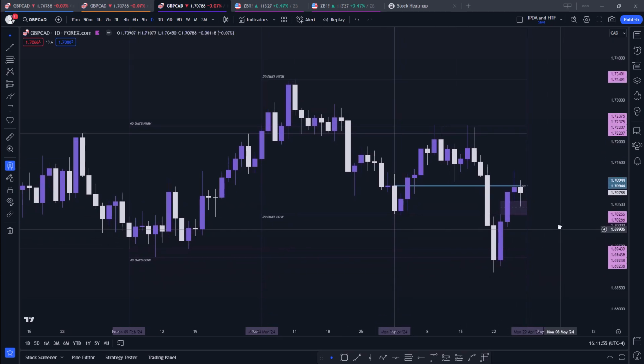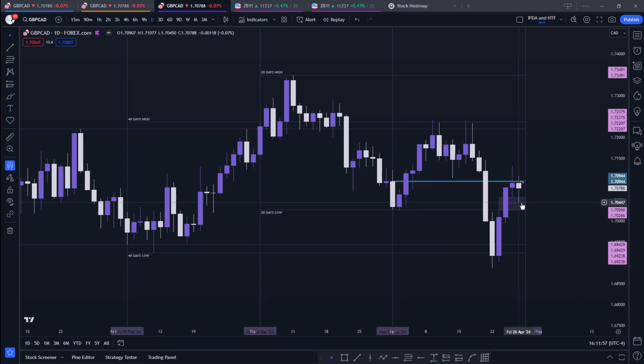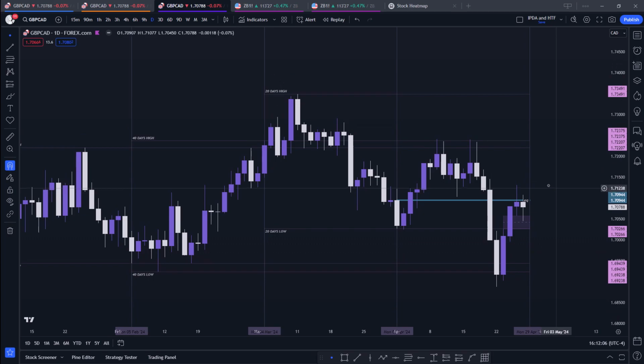So if that does not happen, then we might see a sweep in liquidity of Friday's low, go lower into the BC, then we can look for buying opportunities from there. But this is my top watch when it comes to exotic pairs for the week ahead.